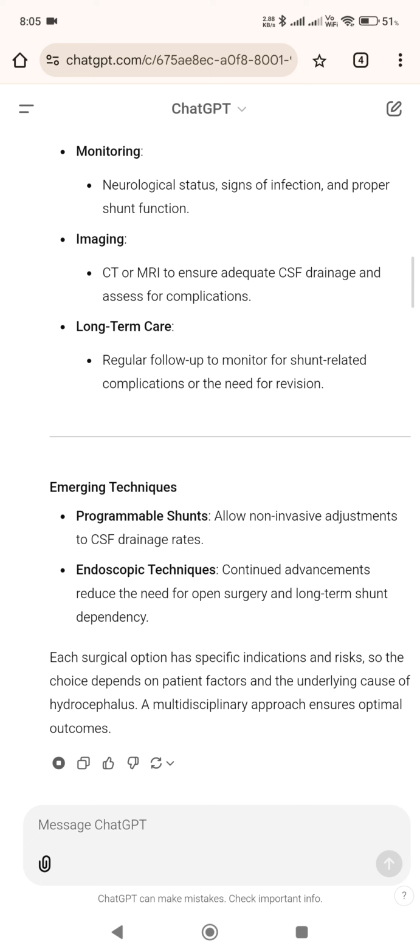Emerging techniques. Programmable shunts allow non-invasive adjustments to CSF drainage rates. Endoscopic techniques. Continued advancements reduce the need for open surgery and long-term shunt dependency.